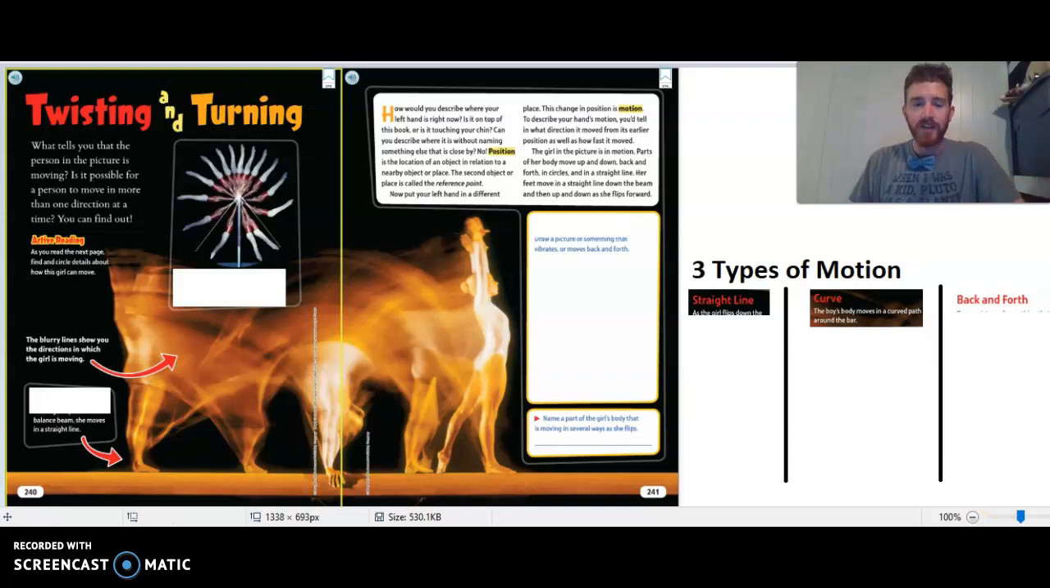So if we're thinking about ways we can go in a straight line, maybe on the playground, how might that be? Maybe running a straight line would be one.